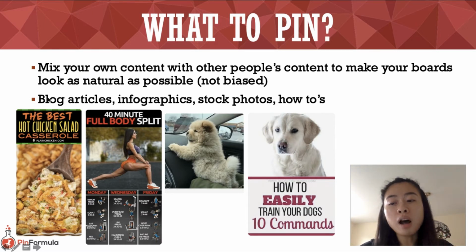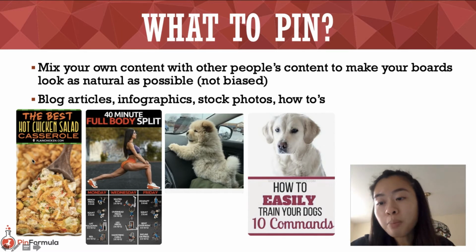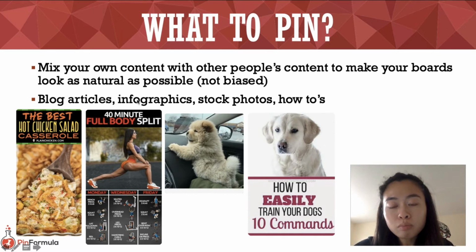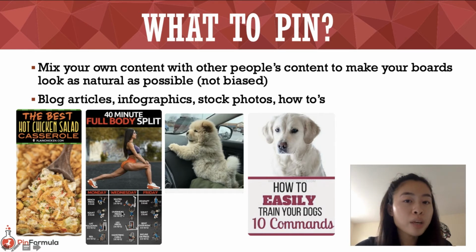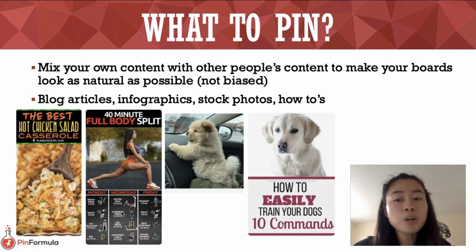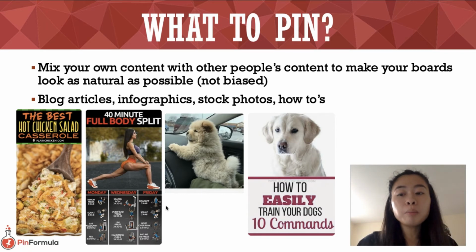So if you have a blog about a specific pin, you can talk right here. I have an example of a blog article which says the best hot chicken salad casserole. It could be an infographic like this one here, 40-minute full body split, which has a lot of information. Now, for infographics, you probably wouldn't get a lot of clicks to your website because all of the information here is already on the pin. However, you will get a lot of repins using infographics. So there's a pro and a con, but I definitely like to mix up my content.